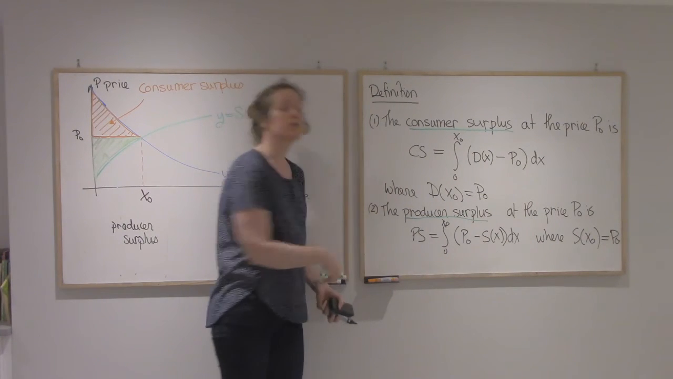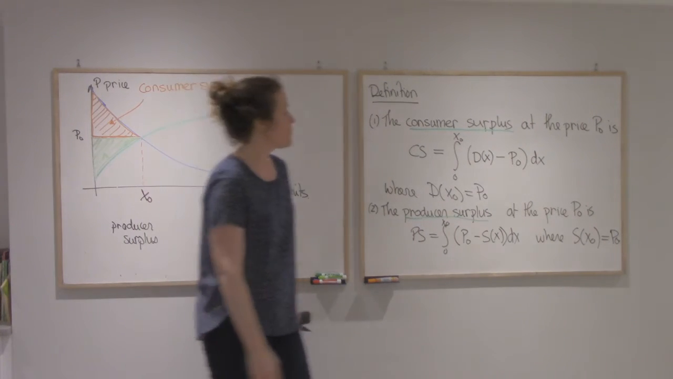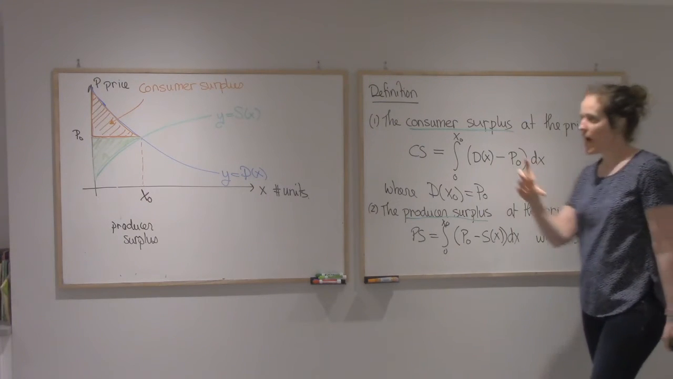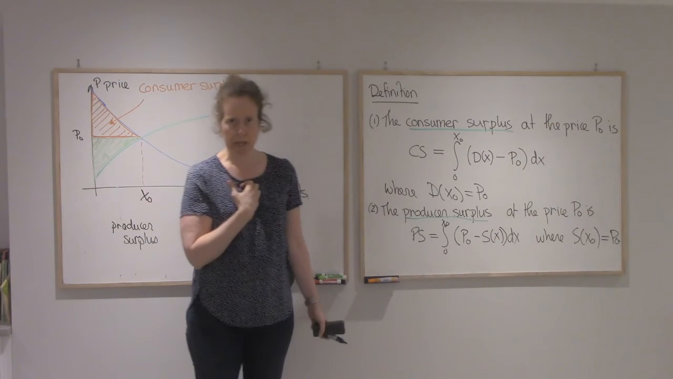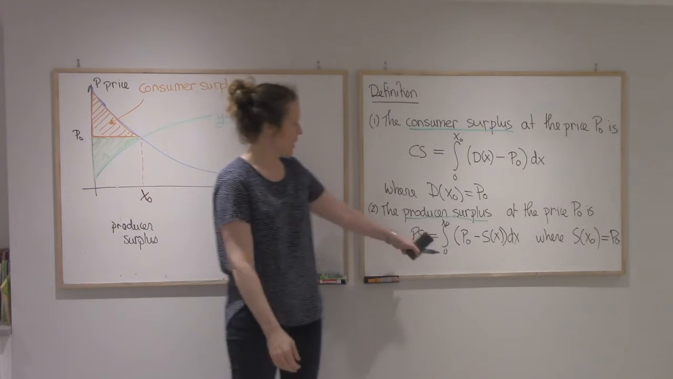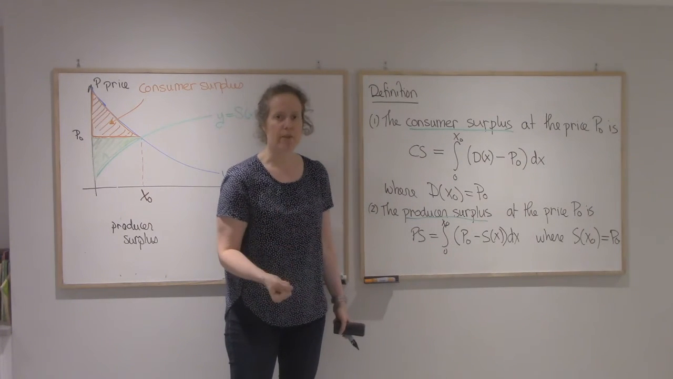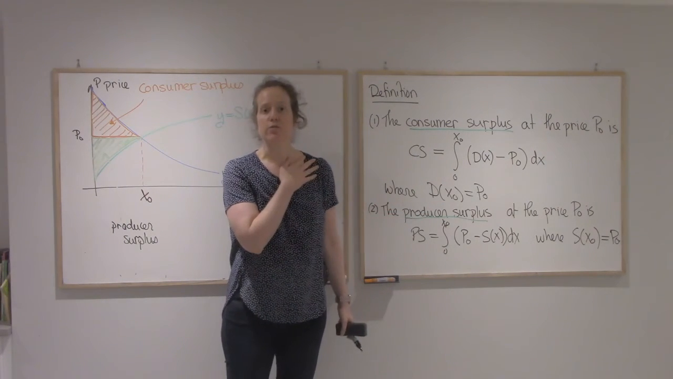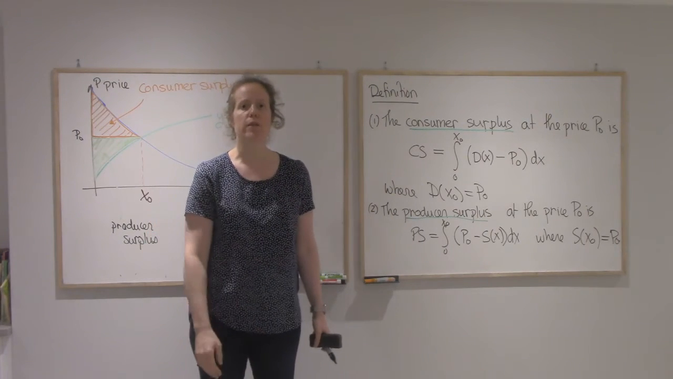Similarly, some of the producers were willing to sell for less. Some of them were willing to sell for 10 and this is 30. So that extra $20 is additional benefit that the producers are getting. And if you add all of those up for all producers, you'll get the producer surplus. So that's the extra money that the producers have in their pocket because they sold at a price of P0 instead of selling at the absolute minimum they were willing to take.